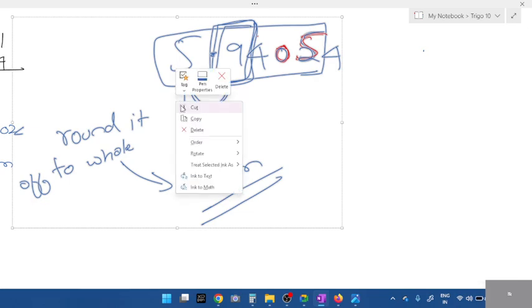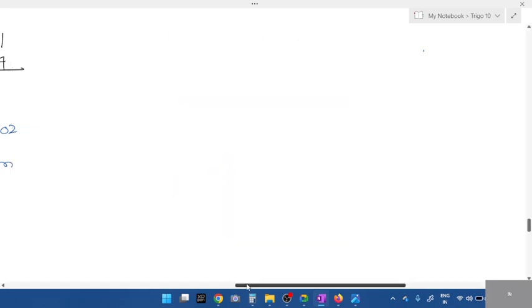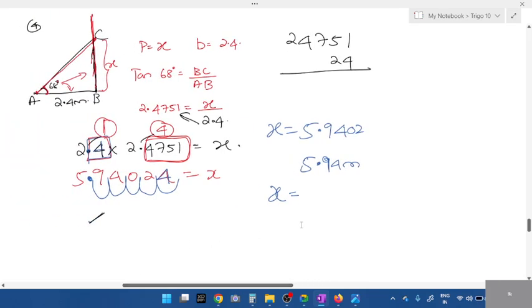But remember one concept, heights and distances will always have 2 decimal numbers. That's a standard concept, 2 decimals. That's the reason the answer in your textbook is 5.94 meters.